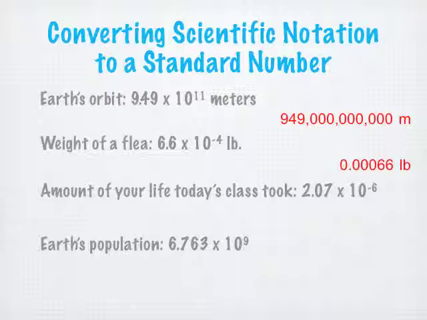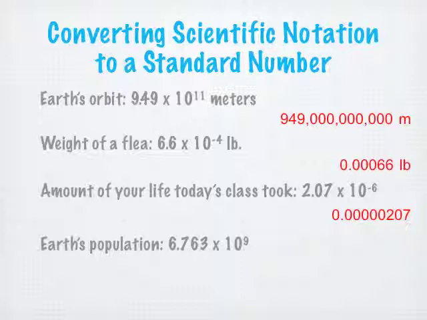The amount of your life that today's class took. Now, are you going to move that decimal to the left or the right? Okay, it'll move to the left because a negative exponent means a small number. I'm making the number smaller. So I'd have 0.00000207.